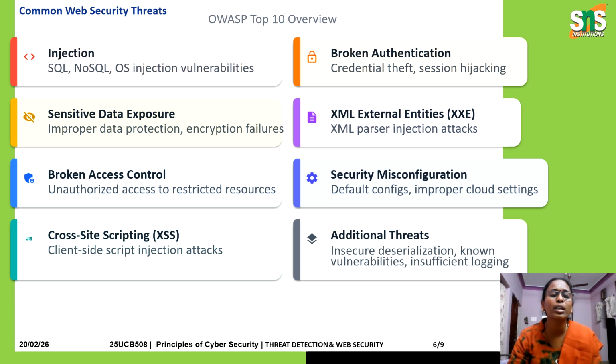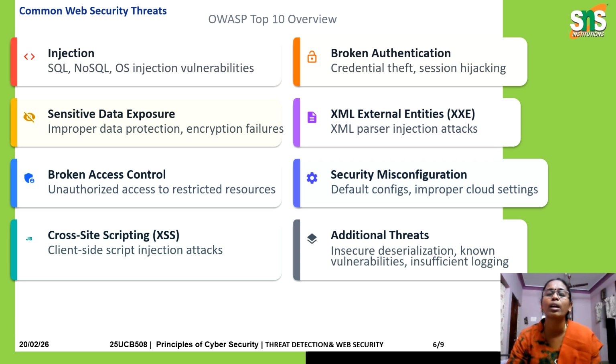Then cross-site scripting, which is client-side scripting injection attacks. For example, during the transmission of data in the network, the client may try to access unauthorized data on the server, knowingly or unknowingly. Such access can be prevented with cross-site protection.